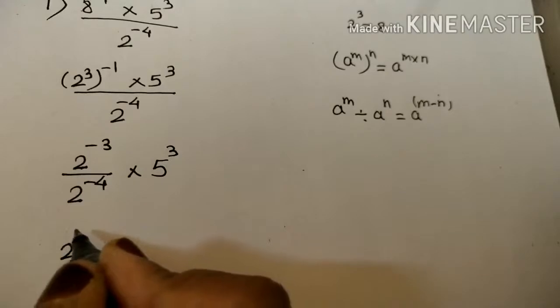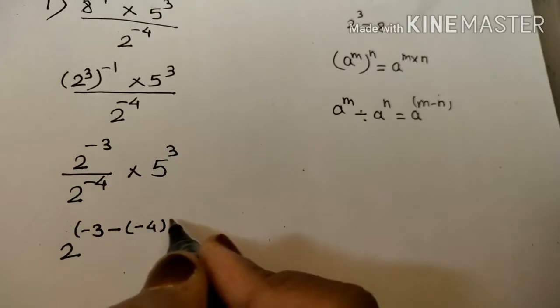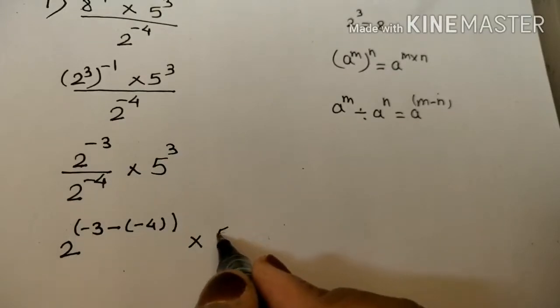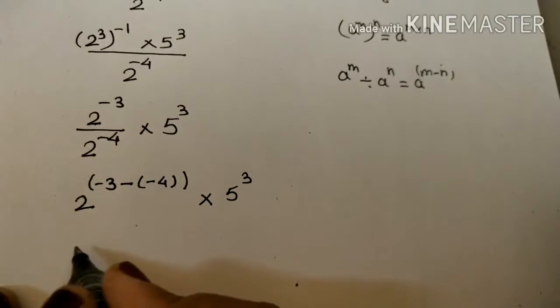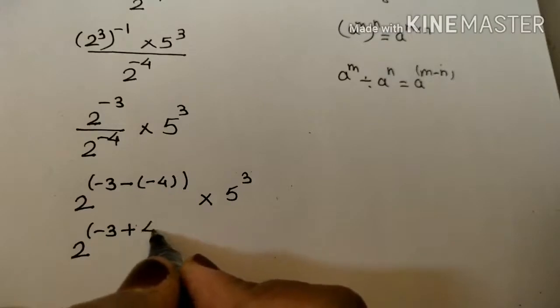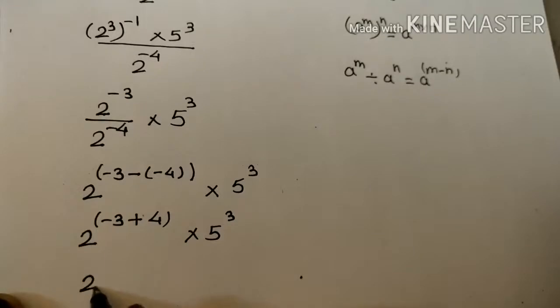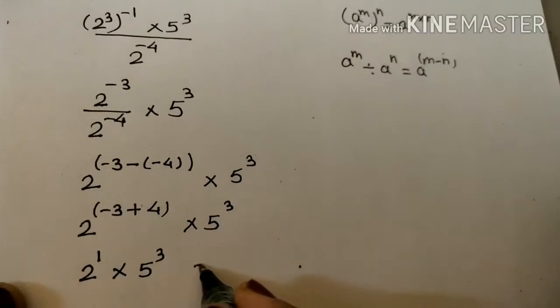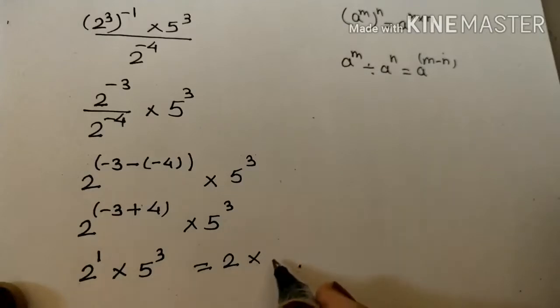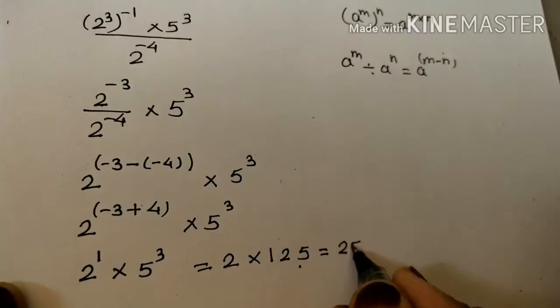Therefore, 2 raised to minus 3 minus this minus 4 into 5 raised to 3 means 2 raised to minus 3 minus into minus plus 4 into 5 raised to 3. Therefore, 2 raised to 1 into 5 raised to 3 is equal to 2 into 5 cube is 125 is equal to 250.